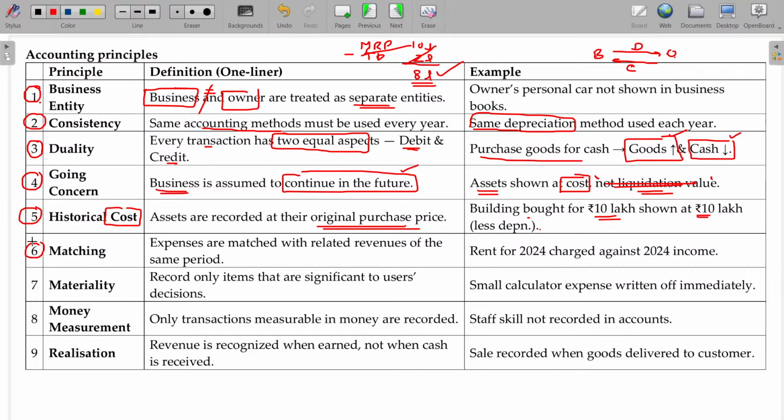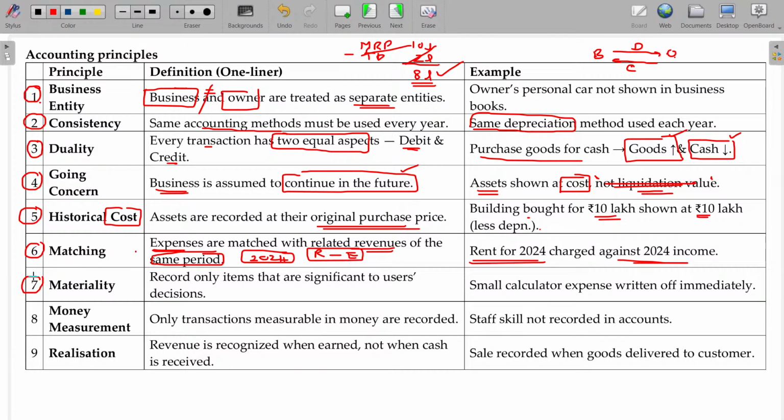Matching principle. Every expense you incur should match with the revenue for the same period. For example, if you are preparing accounts for 2024, find out the revenue for this period only and find out the expenses for this period only. These two are matched, and the difference, if any, will be called your profit or loss. Revenue for 2024 and expenses for 2024 are what matter. Is that okay? Rent for 2024 is charged against rent income under 2024. This is called matching.